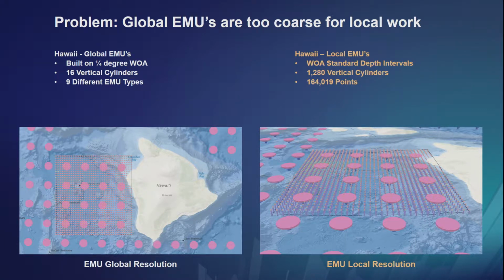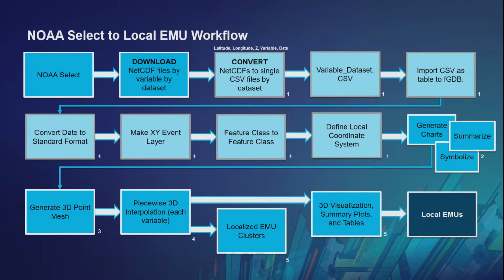So here is the workflow. Once it's followed, you're able to generate this much denser, much more localized 3D point mesh that has much more observations associated with it. Here we're looking at around 164,000 points over 1,280 different vertical cylinders. So much denser than the global EMU work. So how did we do this? We follow this very easy workflow to get there.